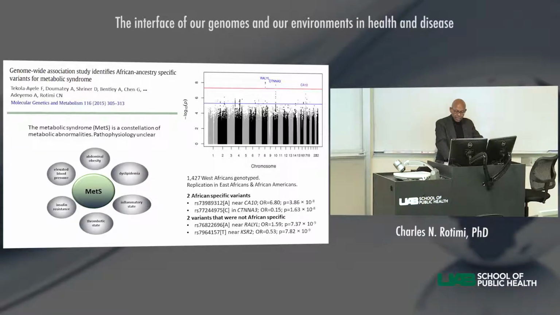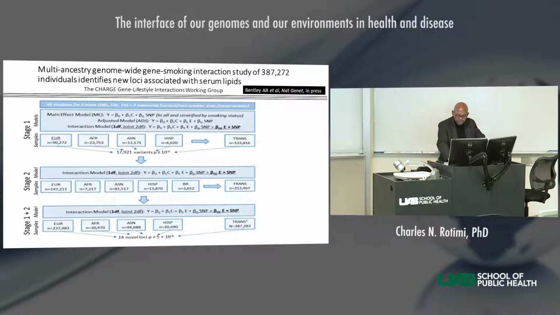Again, this is the same kind of study, but for metabolic disorders, what we call metabolic syndrome, where we identified some African-specific variants with a very strong odds ratio in terms of risk for developing metabolic syndrome.